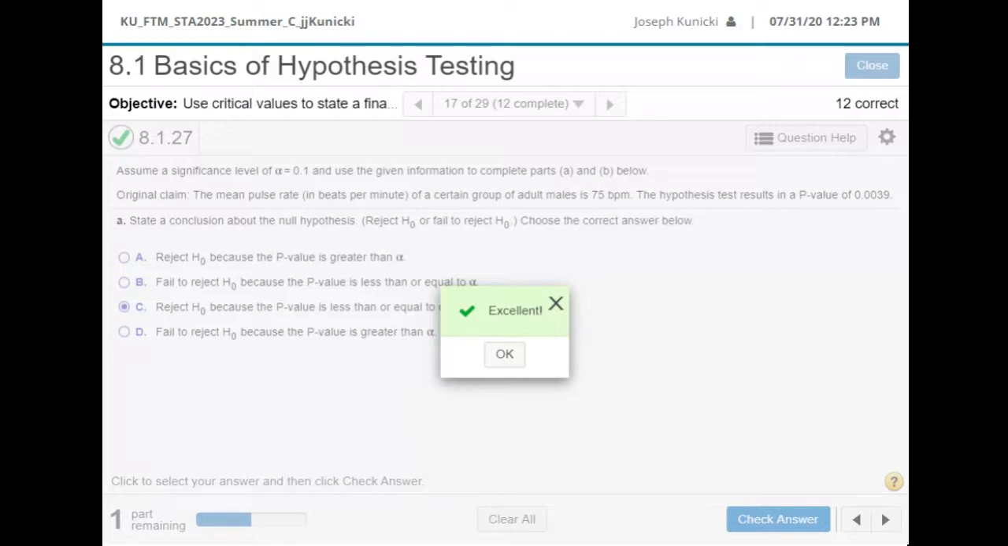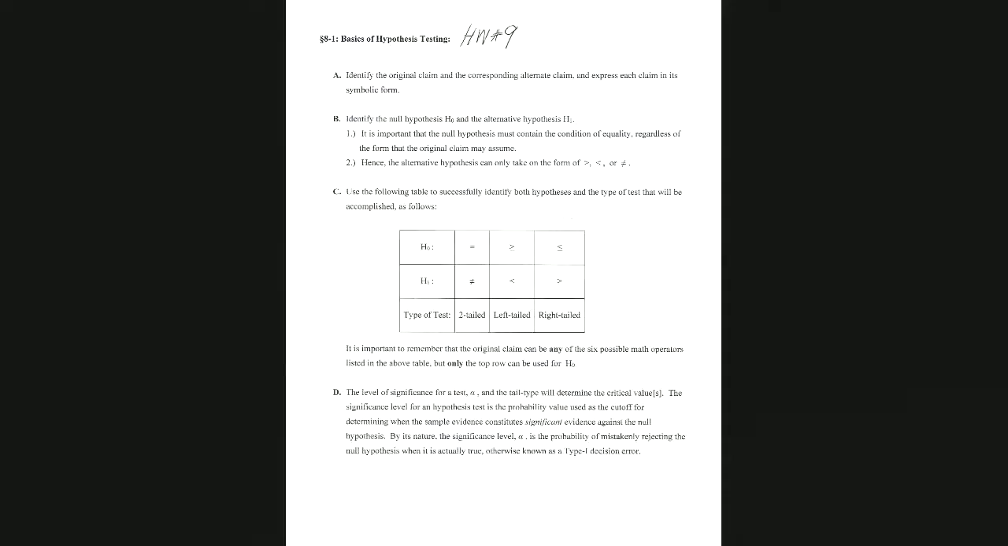There it is. And if I enlarge it, you can see, identify the original claim. Well, we did. It said that the mean, or was it the mean or the proportion? Let me just look back real quick. It says the mean. It said that the mean was 75. Well, right there, H not equals. Anytime you have an equals, that goes in the null hypothesis.